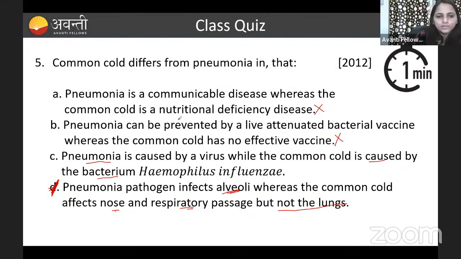Yeah, pneumonia is caused by Streptococcus pneumoniae, right? This pen is not working. Fine. Streptococcus pneumoniae. Okay, fine.